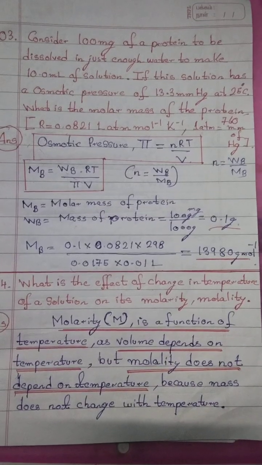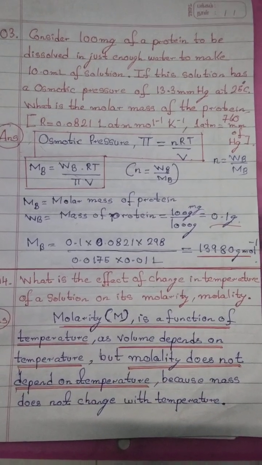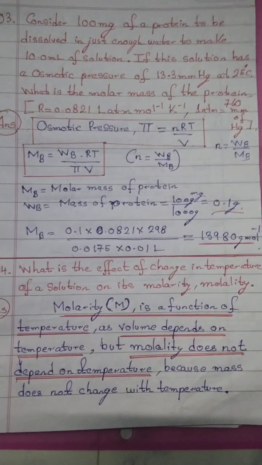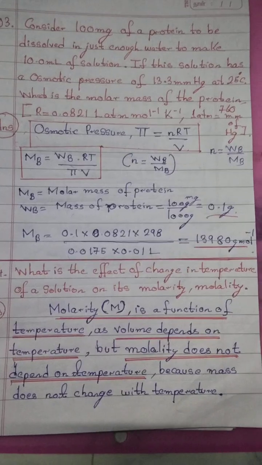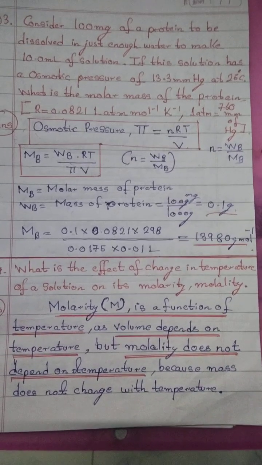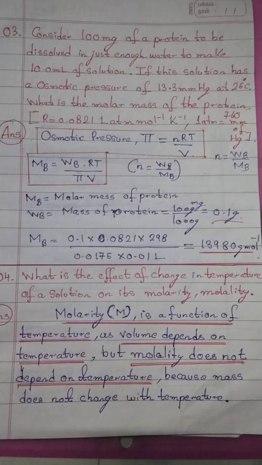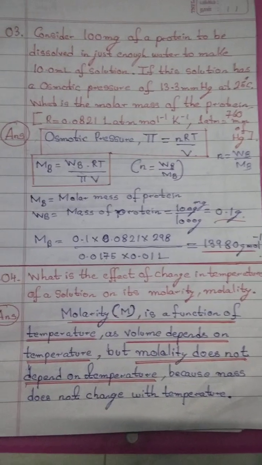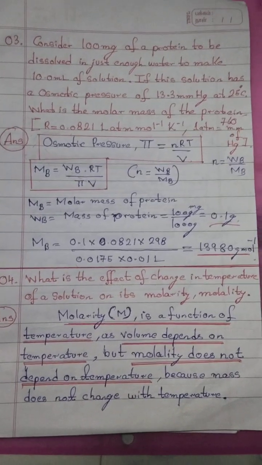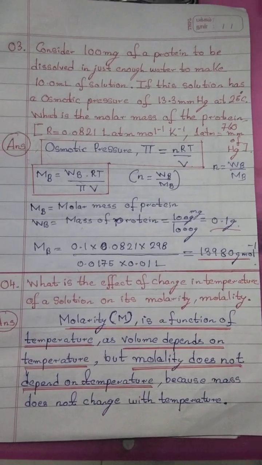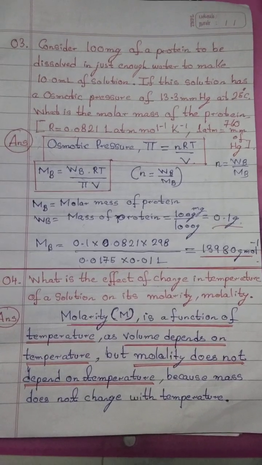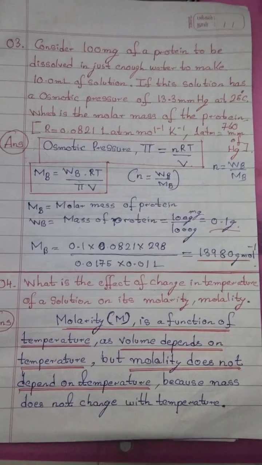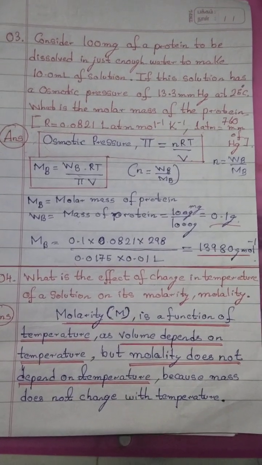Consider 100 milligram of protein which should be dissolved in just water to make 10 ml of solution. If this solution has an osmotic pressure of 13.3 mm rise of mercury at 25 degrees Celsius, what is the molar mass of the protein? So given data, our gas constant equals 0.0821 liter atmosphere mole inverse Kelvin inverse. We know that 1 atm refers to 760 mm of mercury.